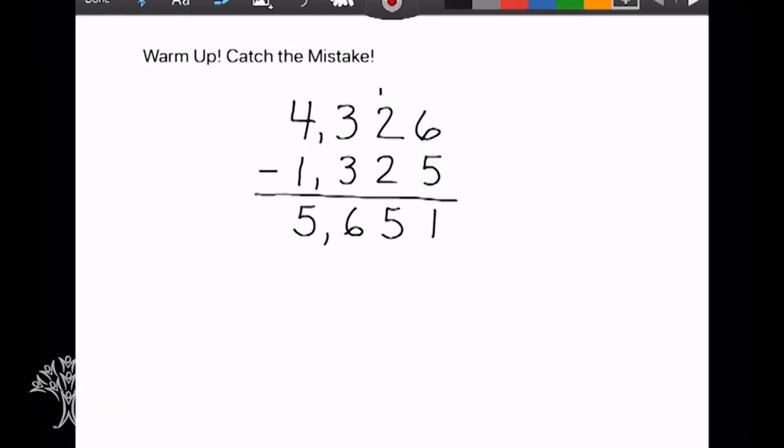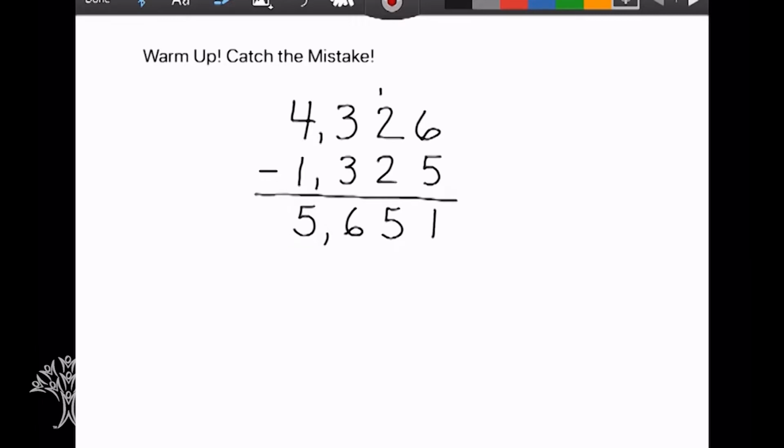All right, before we get started on our lesson today, let's do a little warm-up. And I thought a fun one for us to do today would be a round of catch that mistake. So I have a problem here for you, and I want you to look it over for a moment and see if you can figure out what is the mistake in this problem. All right. Have you spotted it yet? If you haven't spotted it, let me see if I can help you out a little bit.